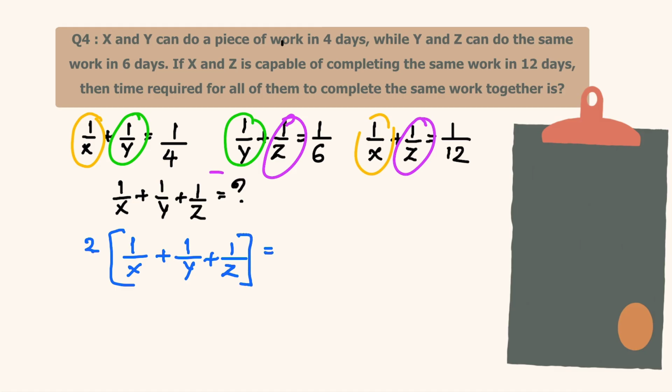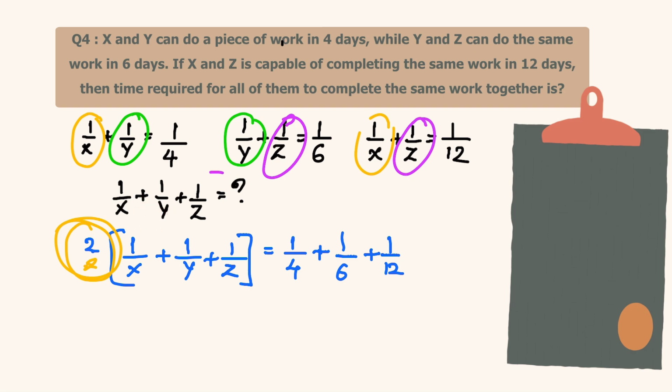Right hand side, what is there? 1 by 4, 1 by 6, 1 by 12. So 1 by 4 plus 1 by 6 plus 1 by 12. See, this is a standard question. You can expect a similar question where x and y will be given, y and z will be given, x and z will be given, and they will ask how much time they will take together. That is, 1 by x plus 1 by y plus 1 by z we have to find. For that we have to convert this into this format by adding it together. We will have a 2 here, don't forget this 2. I have seen many students forget this 2 in the end. Please don't do that.